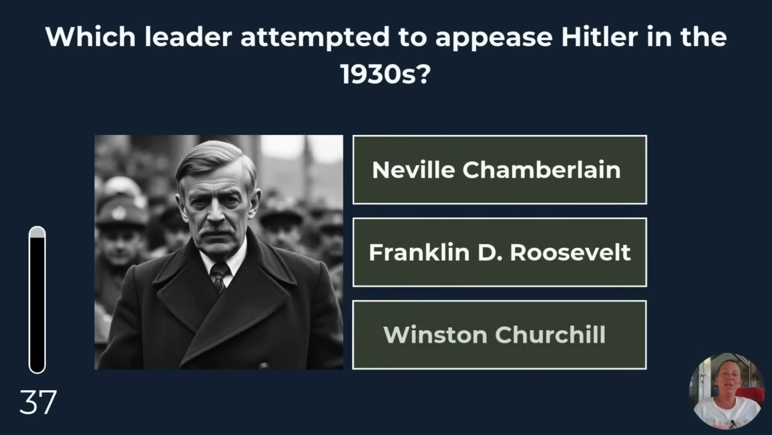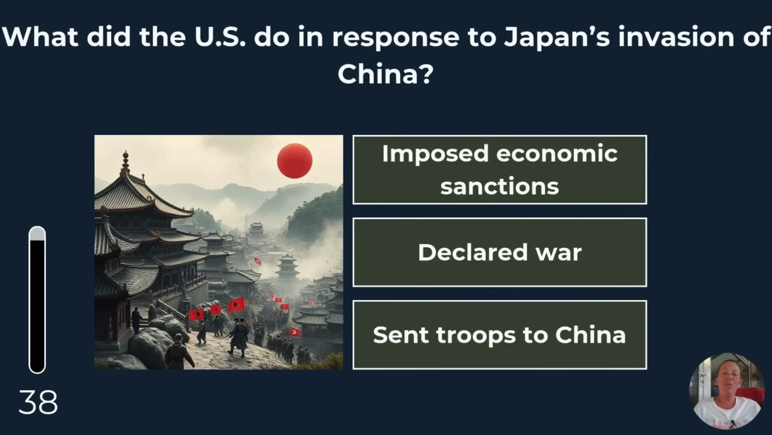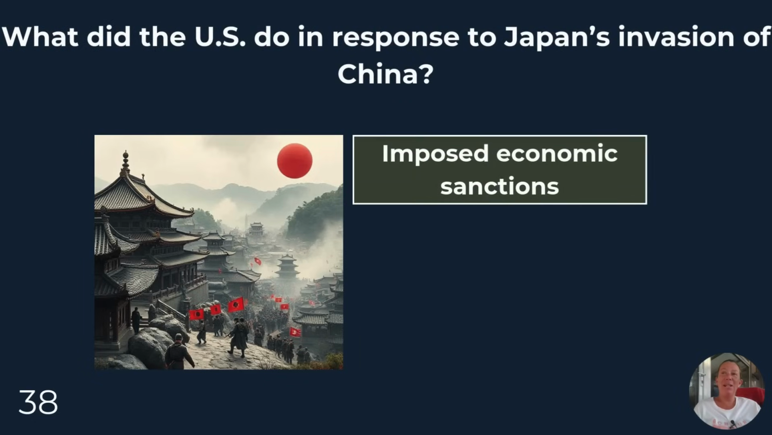Which leader attempted to appease Hitler in the 1930s? Neville Chamberlain, Franklin D. Roosevelt, or Winston Churchill? Neville Chamberlain. What did the US do in response to Japan's invasion of China? Imposed economic sanctions, declared war, or sent troops to China? Imposed economic sanctions.